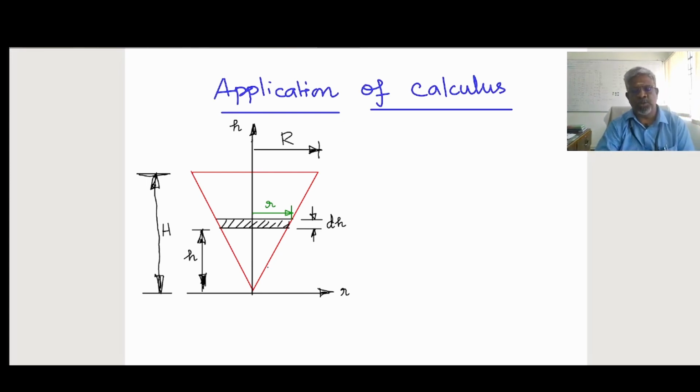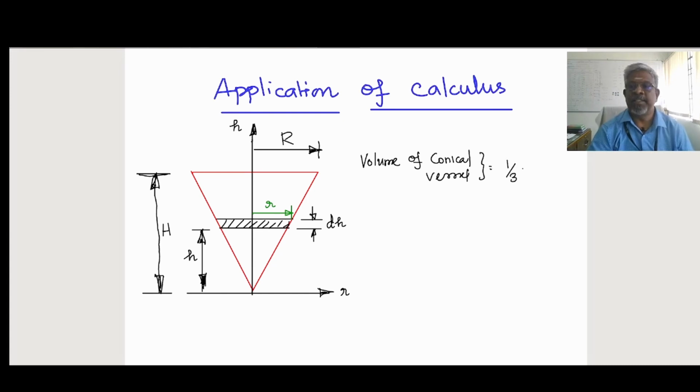Here, I just want to know the volume of this cone and the surface area of the cone. Both of these can be calculated using calculus. Now we'll see how we calculate them. Everybody knows that the volume of a conical vessel is equal to 1 by 3 pi r square h. We'll see how to derive this formula using calculus.